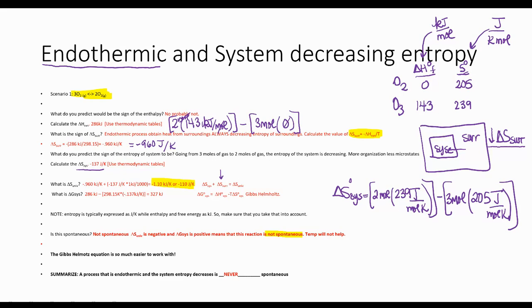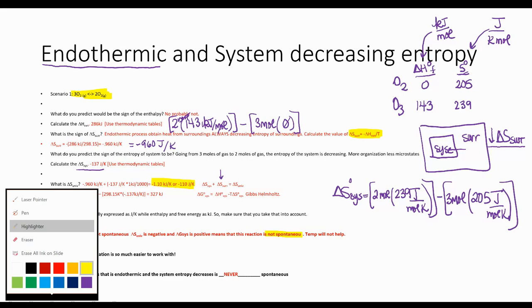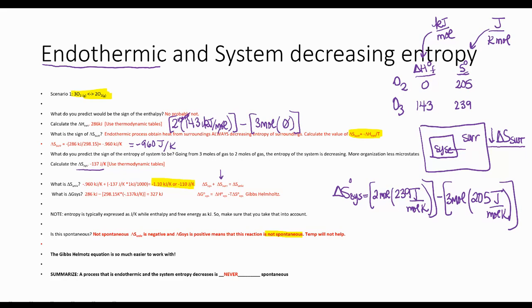I can double check it by determining the free energy. So using Gibbs-Helmholtz, I take my delta H, and I would do delta H minus T delta S. I want them in the same unit, so I went with kilojoules this time. And I ended up with a positive delta G here. And again, that means not spontaneous.